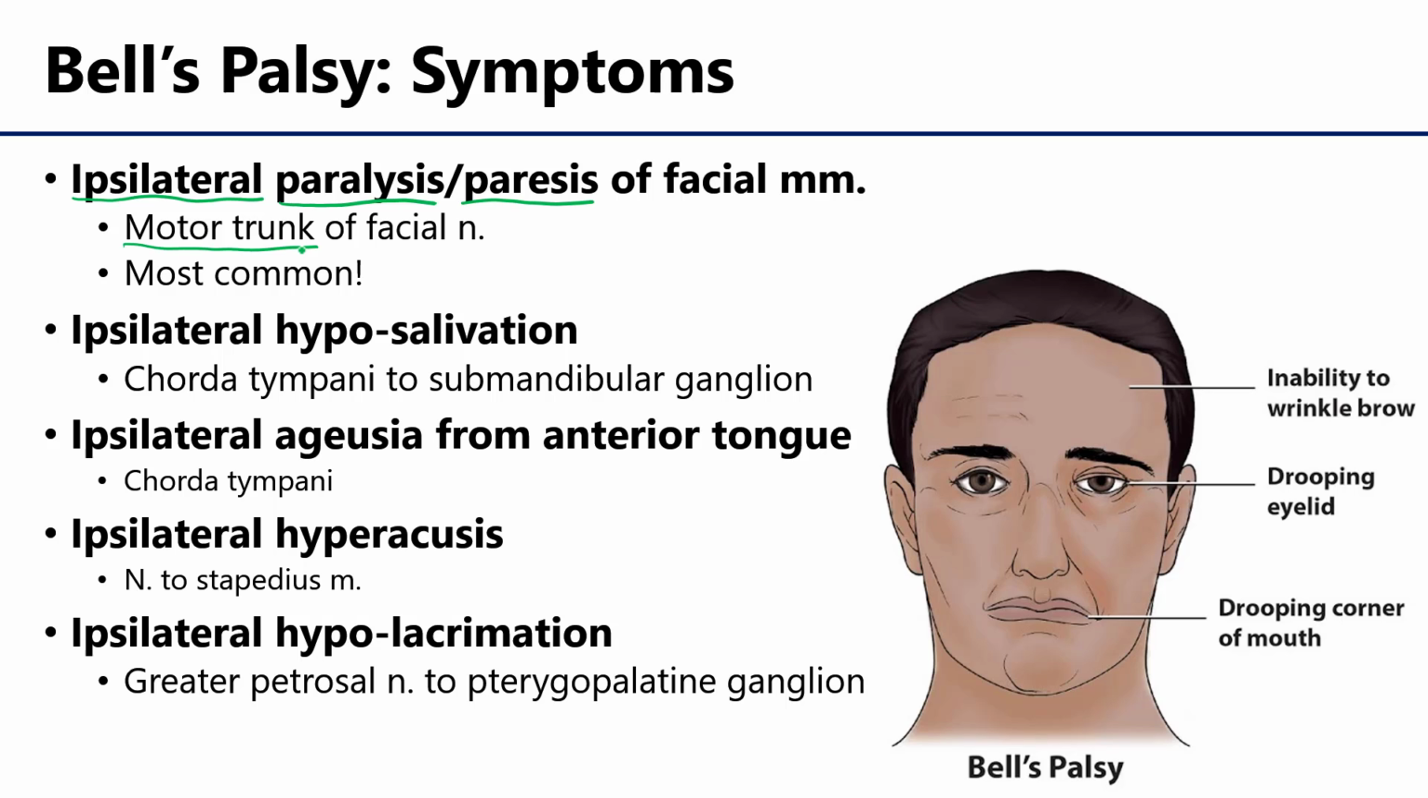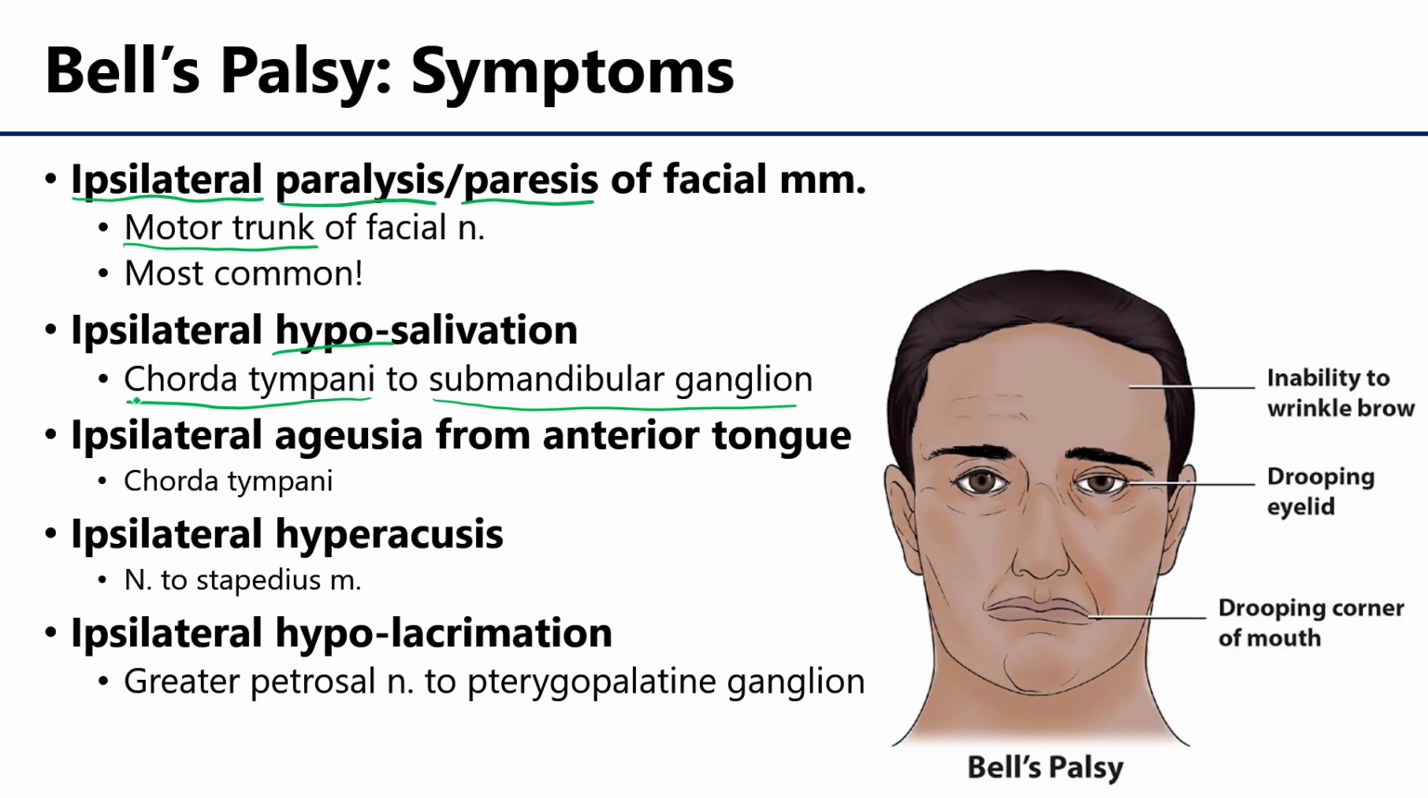So less common symptoms of Bell's palsy include ipsilateral hyposalivation, so less than typical salivation, and this will be from denervation of the submandibular and sublingual glands. Both of those are served by the submandibular ganglion, the preganglionic fibers of which are a branch of the facial nerve within that facial canal of the temporal bone called the chorda tympani.